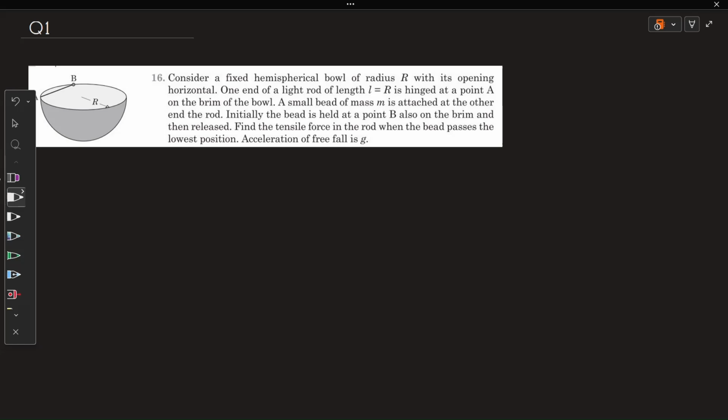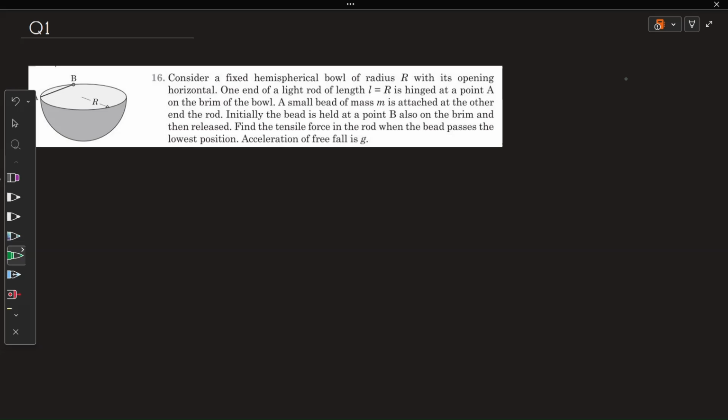Let's move towards the first question. Consider a fixed hemispherical bowl of radius r with its opening horizontal. One end of a light rod of length L equal to r is hinged at a point A on the brim of the bowl. A small bead of mass m is attached at the other end of the rod. Initially, the bead is held at a point B, also on the brim, and then released. Find the tensile force in the rod when the bead passes the lowest position. Acceleration of free fall is g.